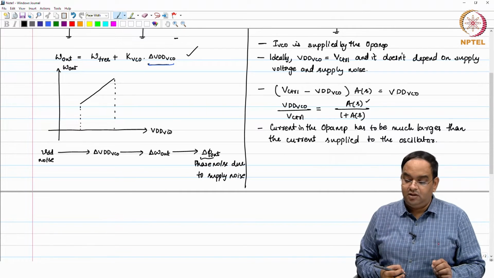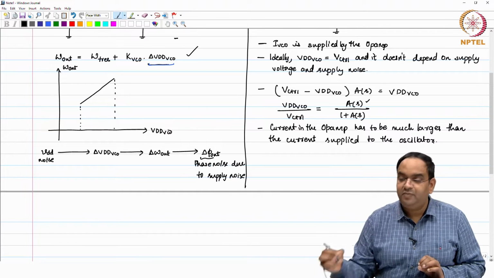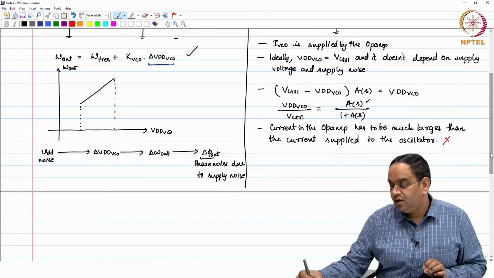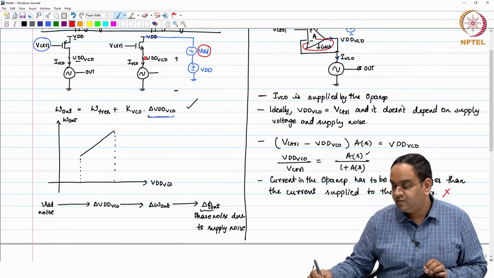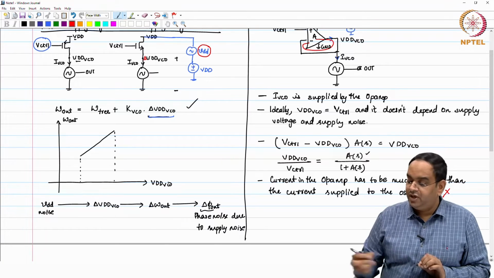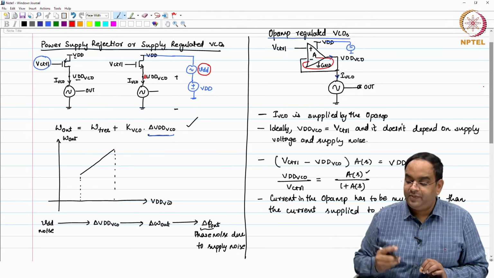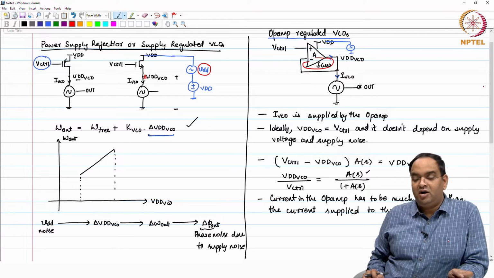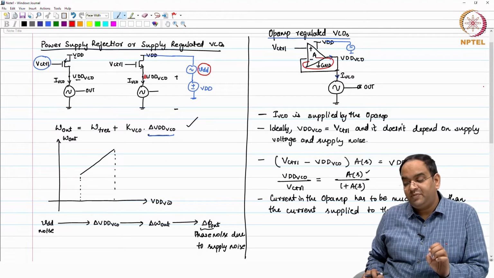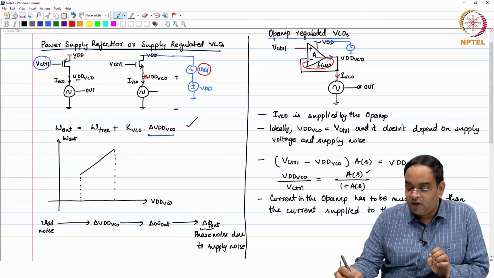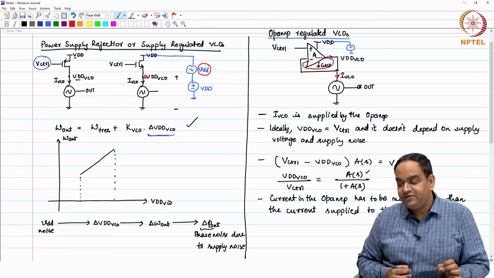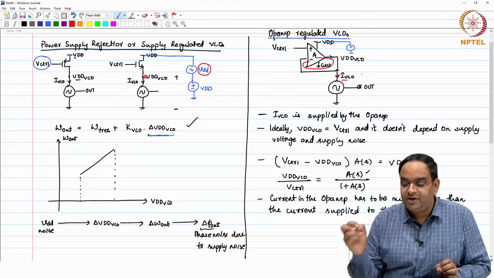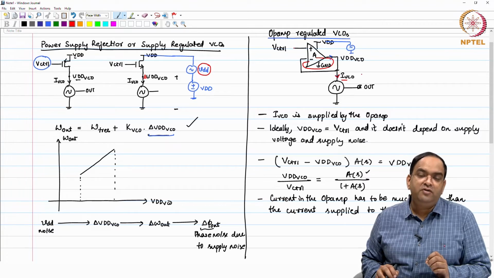Okay. This is one of the problems in such kind of control, which I have marked in red, because in the case of op-amp regulation you may burn a lot of current in the op-amp, maybe 4 or 5 times I Vco, just to supply that I Vco current and maintain a linear gain relationship between V control and VDD Vco.